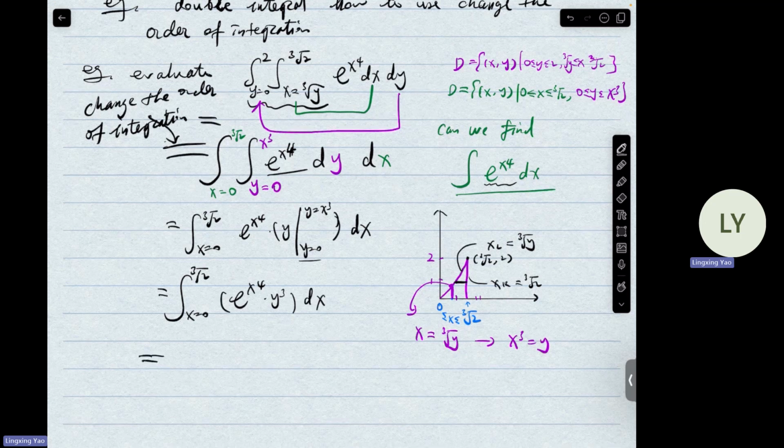Now we can do what? We can introduce this auxiliary variable u, which equals x to the 4. So du equals 4 times x cubed dx.